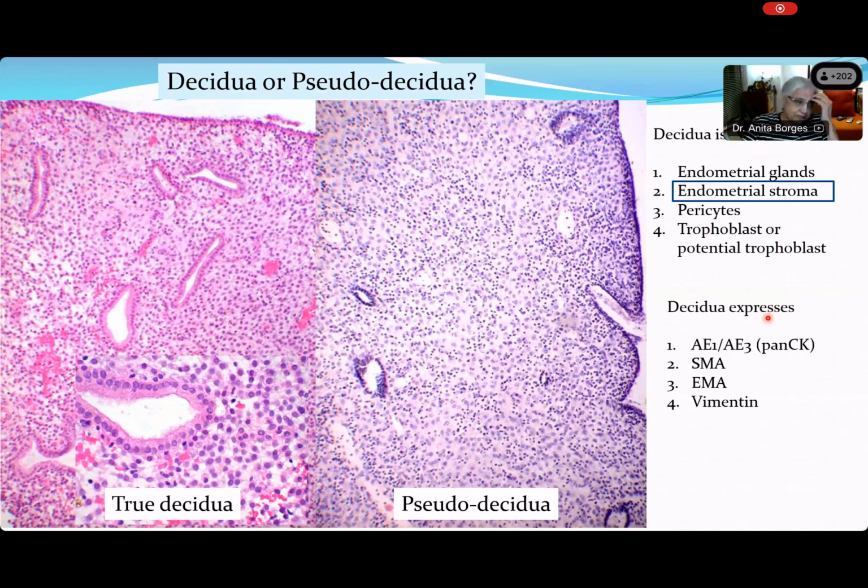And decidua expresses what? Pan-cytokeratin, that's A1, A3, SMA, EMA, vimentin. Come on, Julian. What does decidua express? Does it express pan-CK? Does it express EMA, that is epithelial membrane antigen? Does it express smooth muscle actin, which is SMA? Or does it express vimentin? Come on, Julian. Vimentin. Why does it not express pan-cytokeratin? It's a stromal system. It's not epithelium. So it's stromal cells. Okay, very good.